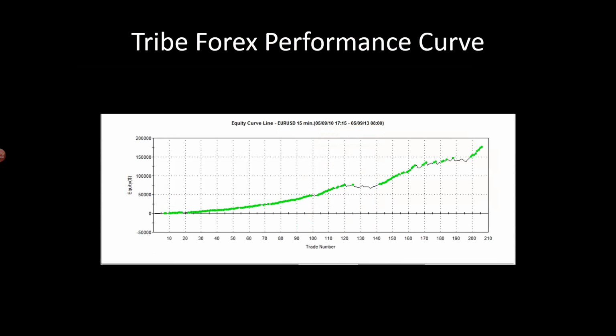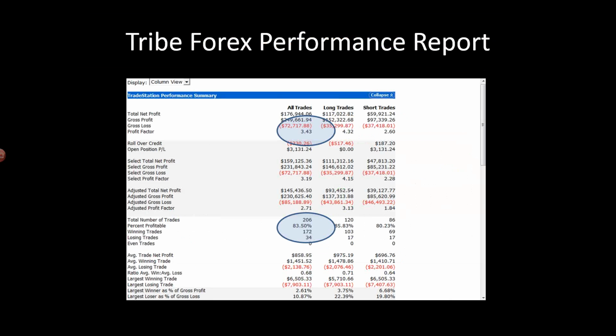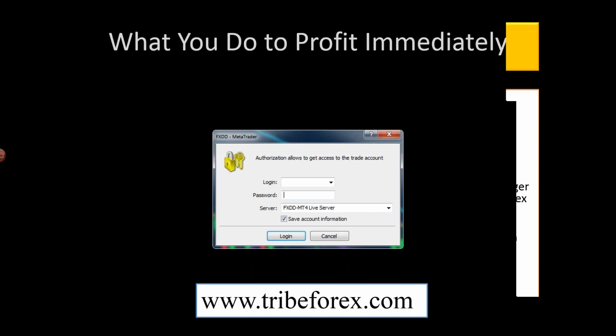So just a quick look. This is how it works. Tribe Forex performance curve. This is of our biases going forward. Actually, we have better biases now. We're actually trading between the euro dollar and the Aussie dollar principally. And this is actually the euro dollar showing an 83.5% win ratio and a 3.43 profit factor. So that's pretty much how it works.